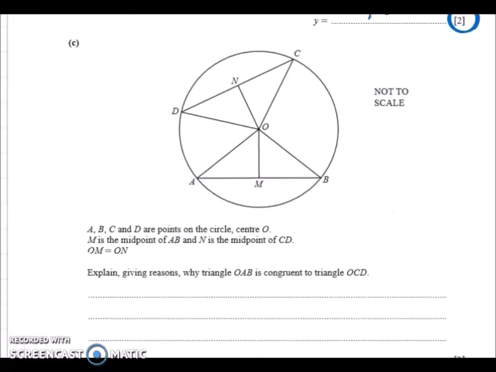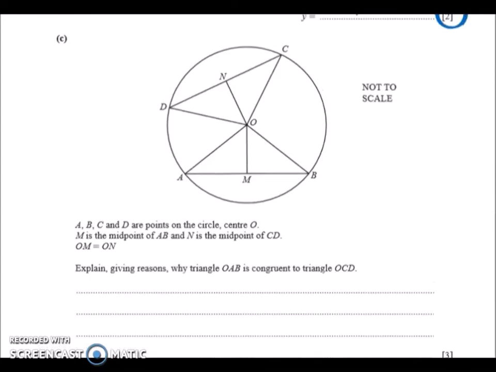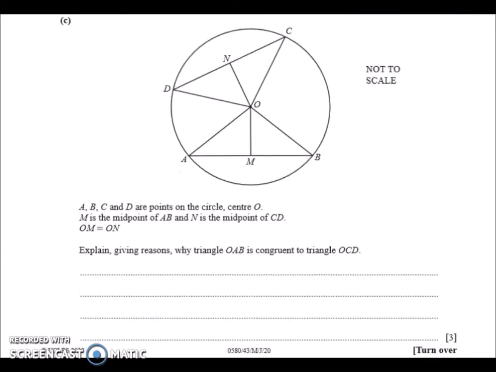Okay, this is question C. So here A, B, C, D are points on the circle with center O. M is the midpoint of AB, and N is the midpoint of CD. Show that triangle OAB is congruent to triangle OCD.